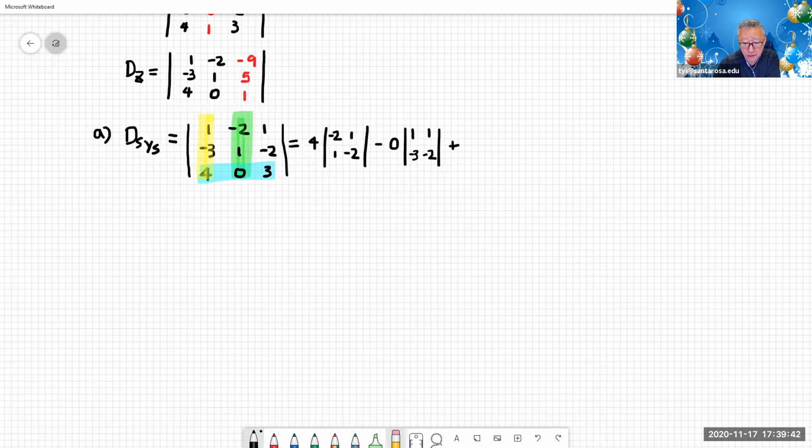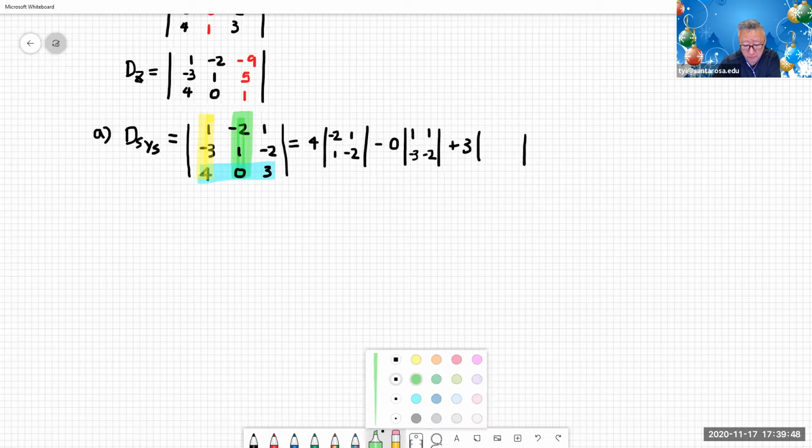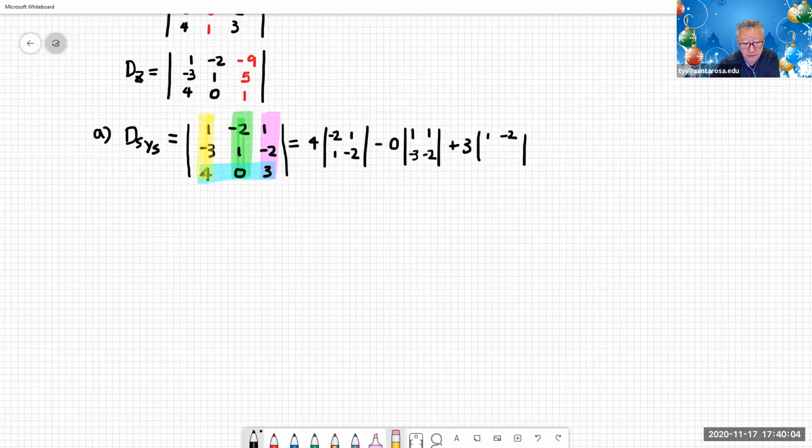Next one's going to be positive 3. Then I'm going to shade this with the purple, so this column right here. The other two columns not shaded by purple are going to be 1, minus 2, and minus 3 and 1. Okay. So we're going to have to calculate this before we move on.